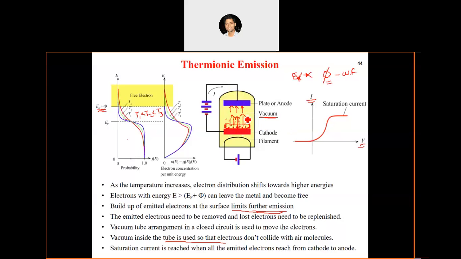As we keep on increasing the voltage, then ultimately after a certain voltage, the current reaches a saturation value. Can somebody tell me what will be the condition for this saturation? How will we reach the saturation current? What will be happening when we have reached the saturation? Anybody can unmute themselves and tell me.